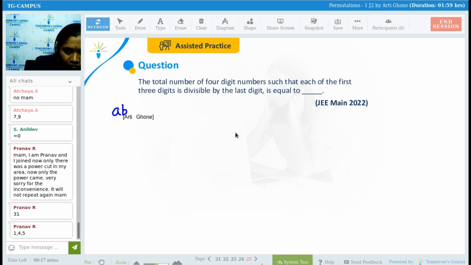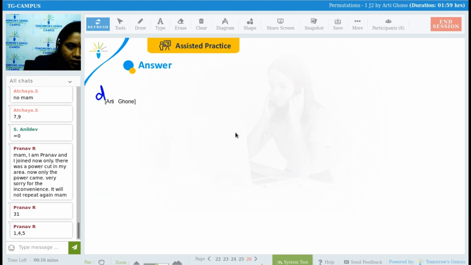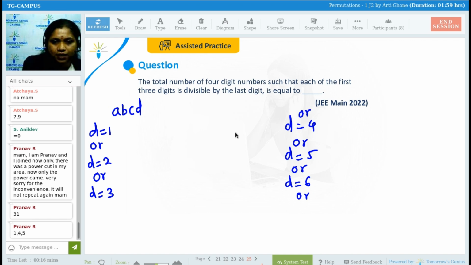So let's consider we have a number ABCD. Clear? So let us assume the first case will be D is equal to 1, or D is equal to 2, or D is equal to 3. Clear? Then what will be the fourth case? D is equal to 4, or D is equal to 5, or D is equal to 6, or D is equal to 7, or D is equal to 8, or D is equal to 9. These are the possible cases.